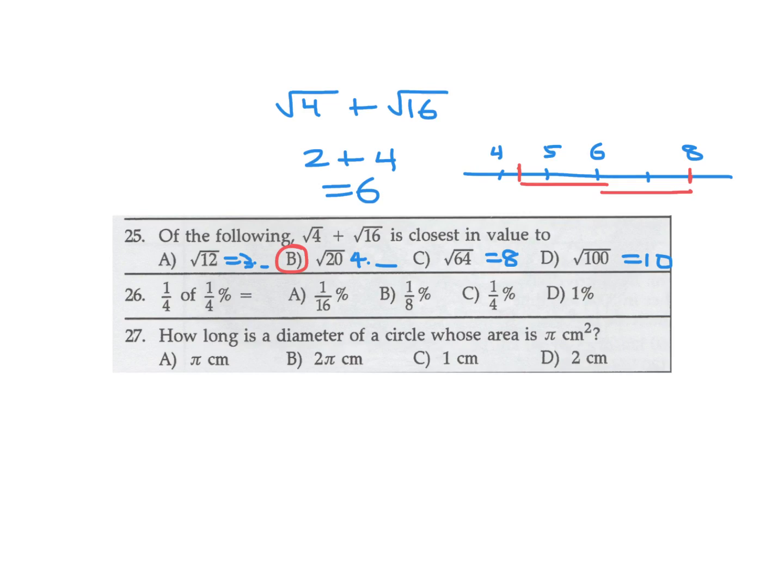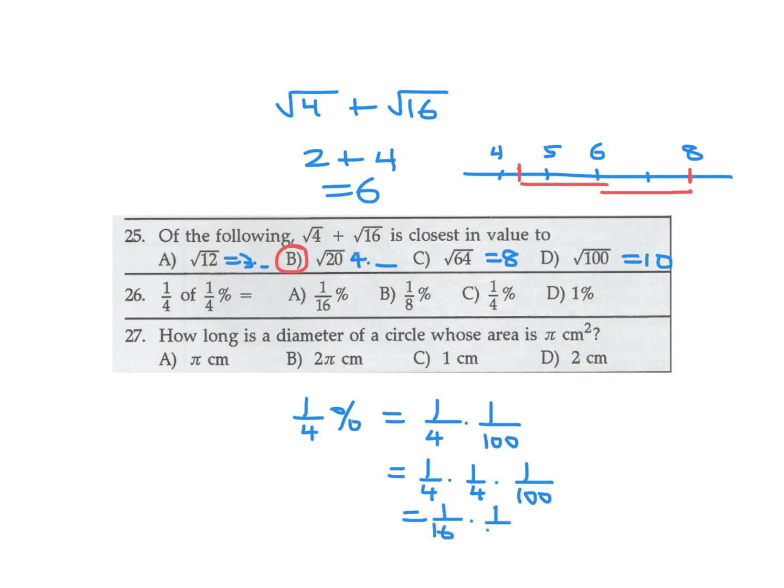1/4 of 1/4%. So 1/4% is basically the equivalent of 1 over 4 times 1 over 100. And then we want 1/4 of that. So 1/4 times 1/4 times 1 over 100. And that's really 1 over 16 times 1 over 100, which is exactly 1 over 16%. And therefore, that would be A.